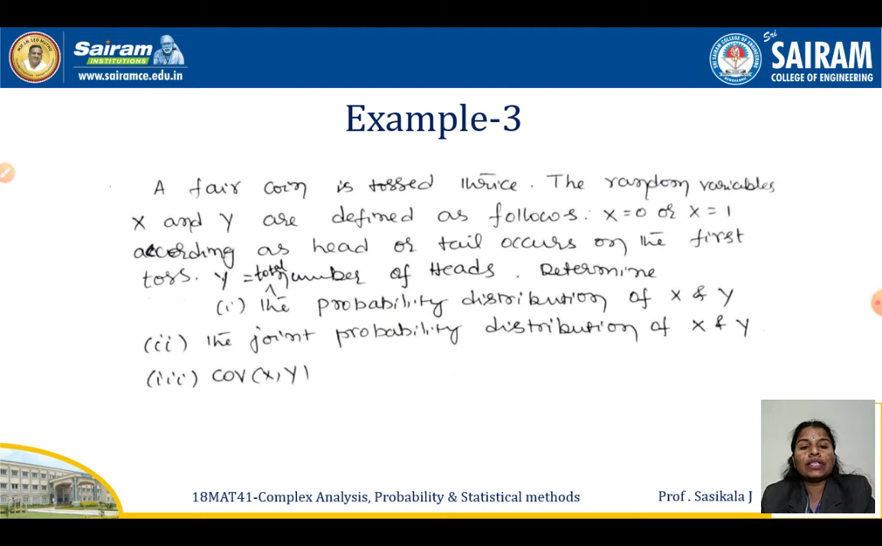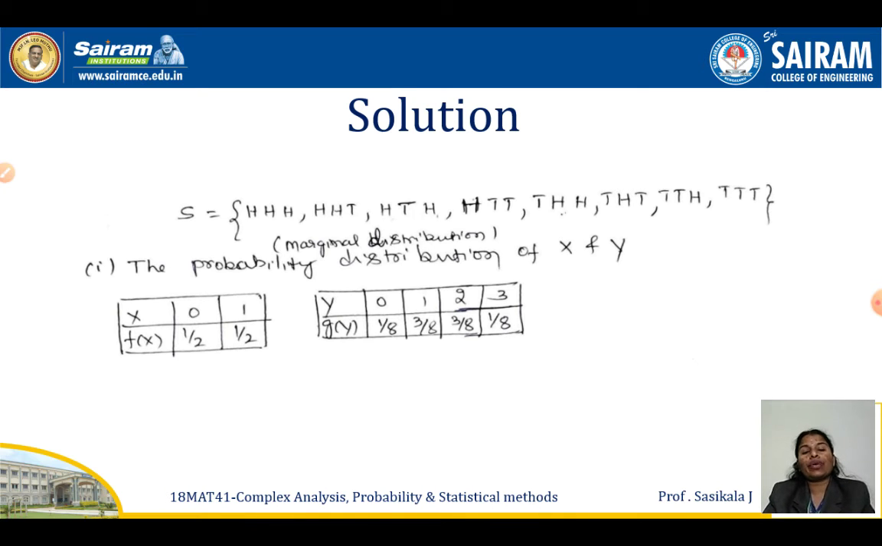And then the question asks us to determine three things. The first is the probability distribution of x and y, then the joint probability distribution of x and y, and the covariance of x and y. So once you make the table of x and y values with the marginal distributions, then easily we can go ahead with the joint probability and also the covariance of x and y. So first thing, you write the sample space.